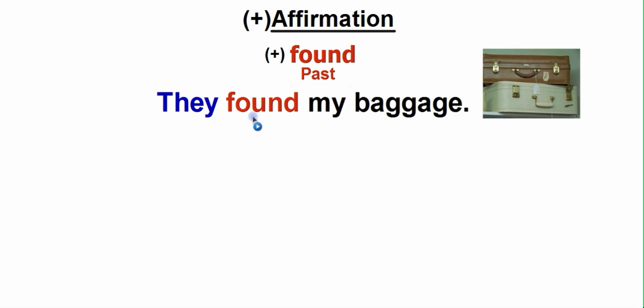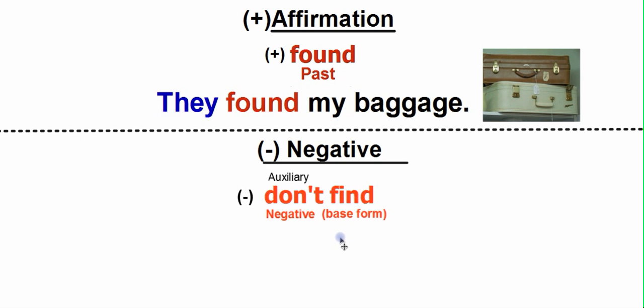In an example, we can say, they found my baggage. Baggage are things like the suitcases or the bags you use to travel. So again, the past tense of find is found in the affirmation, and we say, they found my baggage. Now let's look at the negative form.